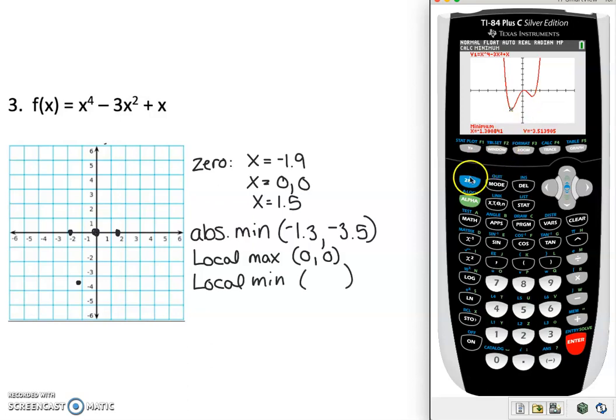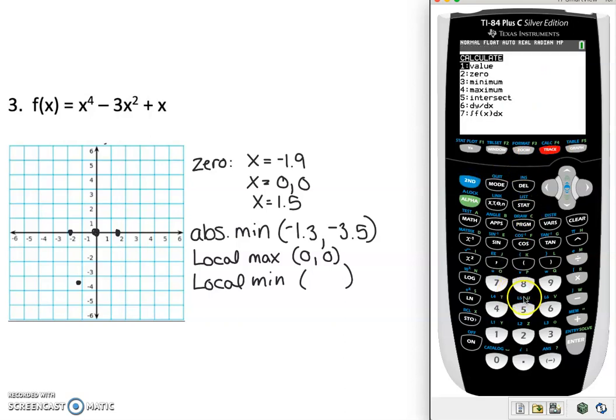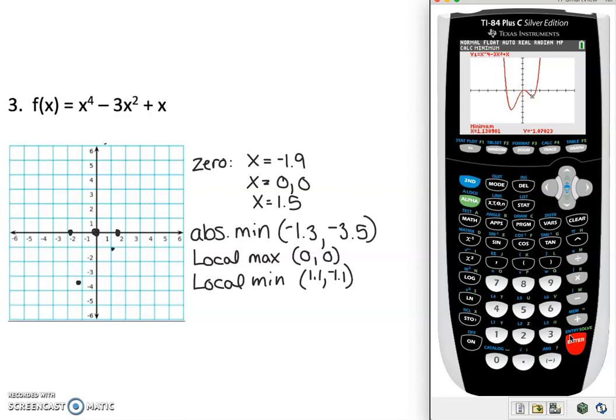That local minimum will be second trace. Let's see, I'm going to have to do the minimum process again. So moving it close, a little bit to the right, enter, enter, and there it is. 1.1, comma, negative 1 point, nearest tenth, it would be negative 1.1 when I round. So that is about here. All right, so now I'm going to make my sketch.